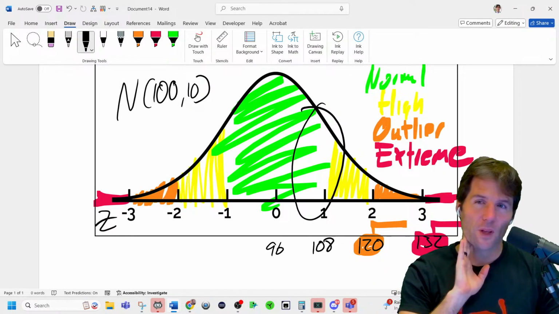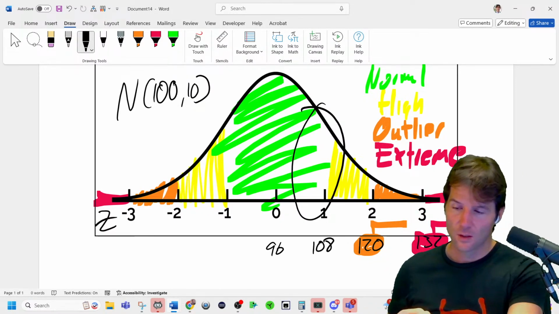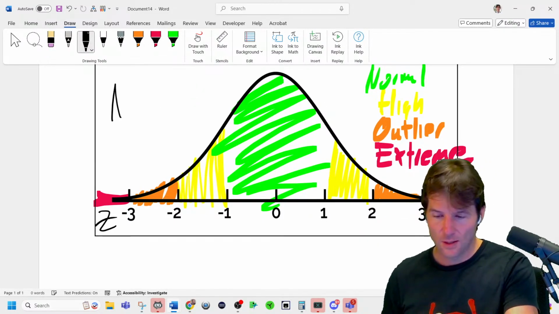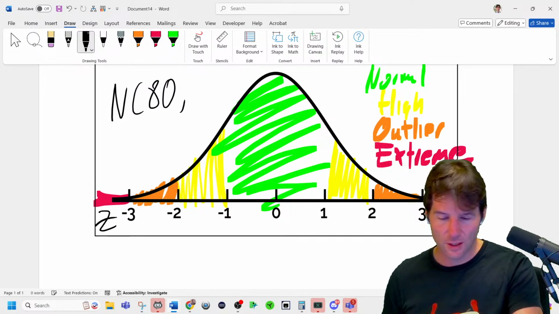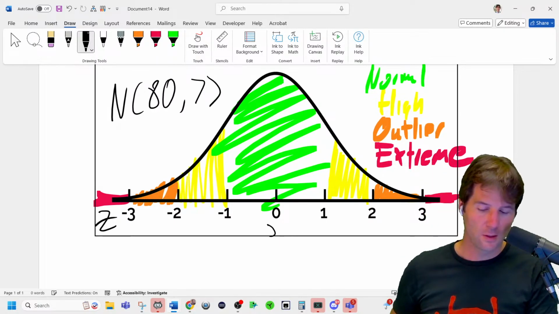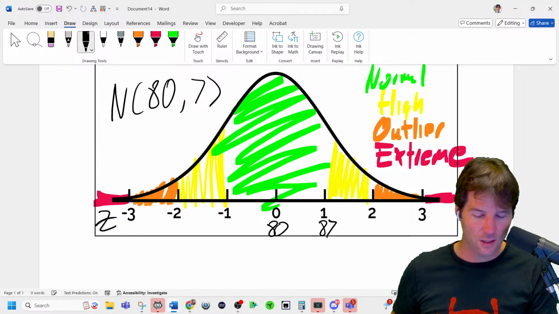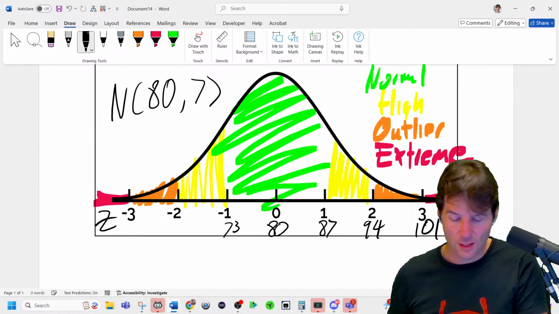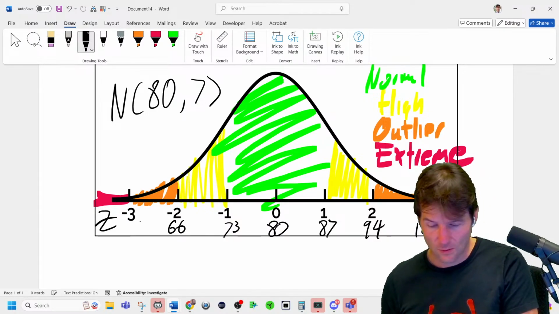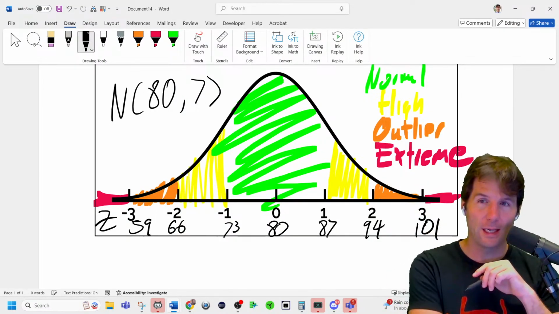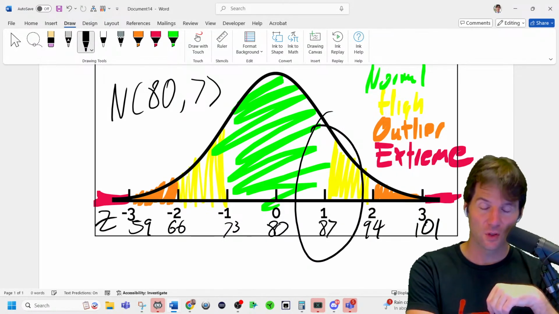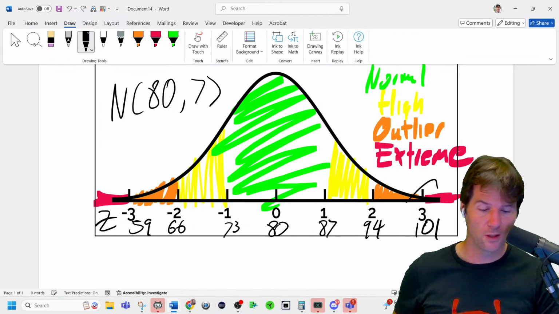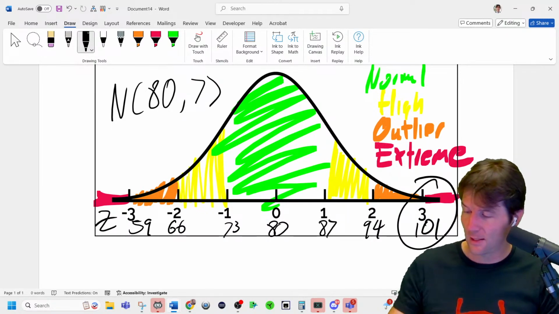It's like if I told you, imagine we have a test in our class and the mean is an 80 and the standard deviation is 7. So we'd go right here and the mean would be 80, then 87, and then 94, and then 101. And then you go down 73, and then you go to 66, and then 59. So 87 would not be that unusually high of a score. 94 is pretty darn good because it's 2 standard deviations above the mean, and then 101 is like, wow.